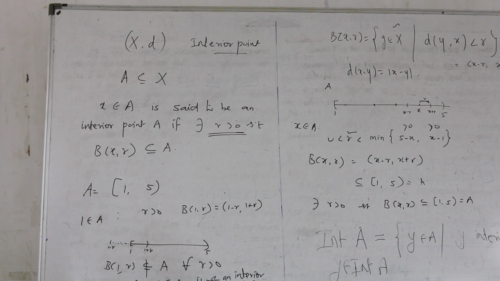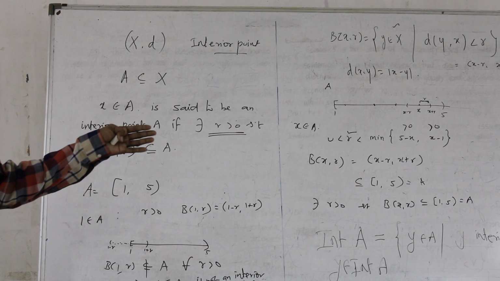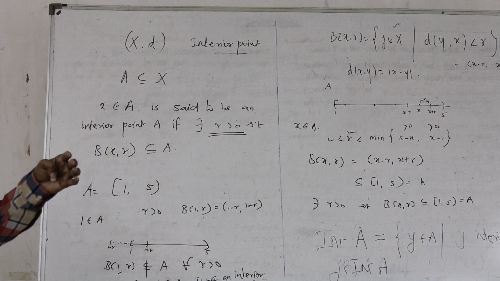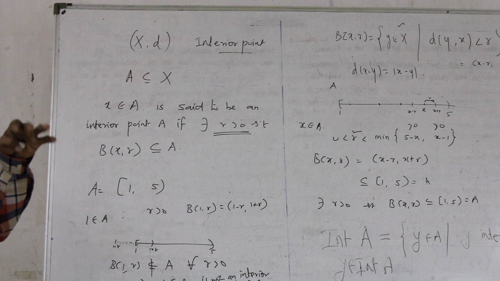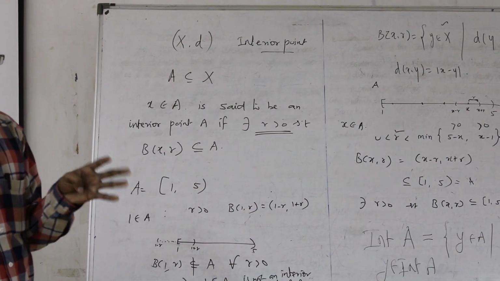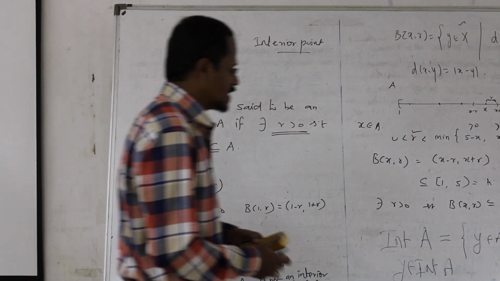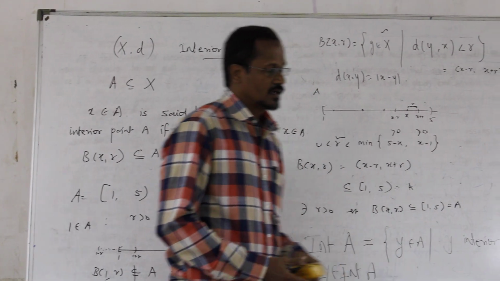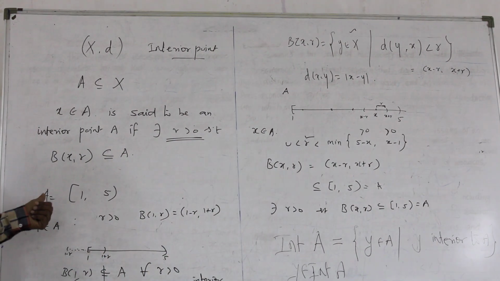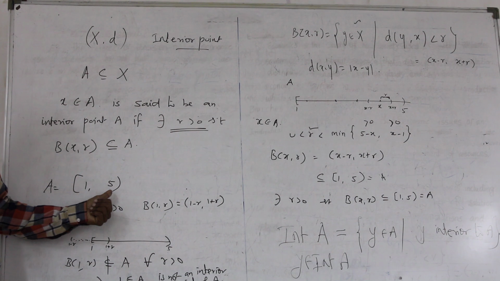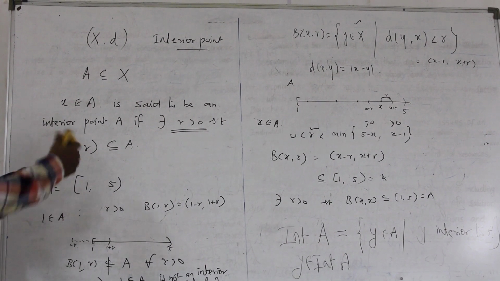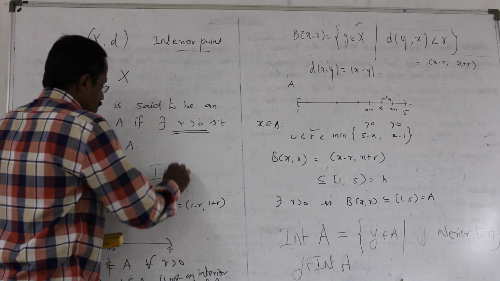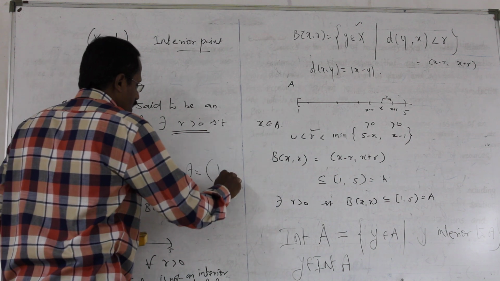In the previous examples, the first one is A equal to {1, 5, 7, 10, 12}. None of the points is an interior point of A. Therefore, in that case, the interior of A is the empty set. The second one, when I take A equal to the left-closed interval [1, 5), the interior of A is the open interval (1, 5).